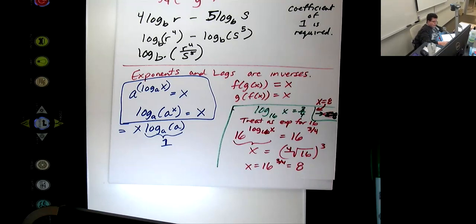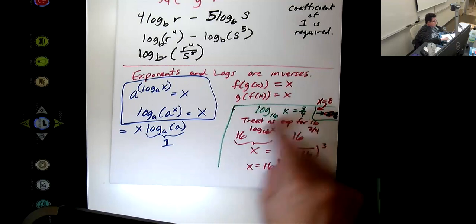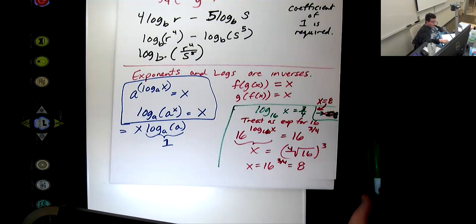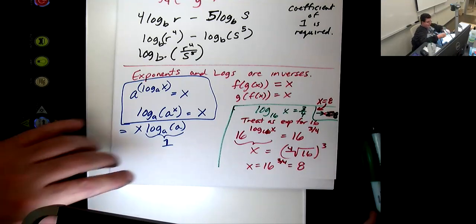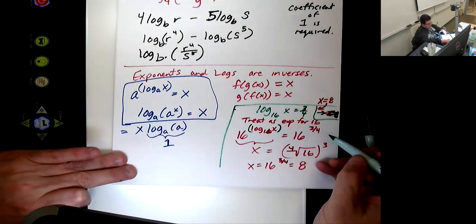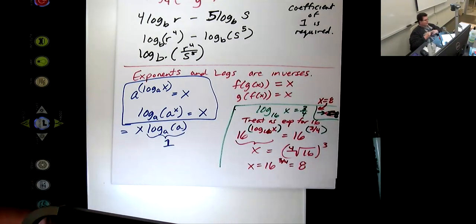Here we treat each side as an exponent for 16. So that's 16 to the log base 16 of x. This is an exponent for the 16.